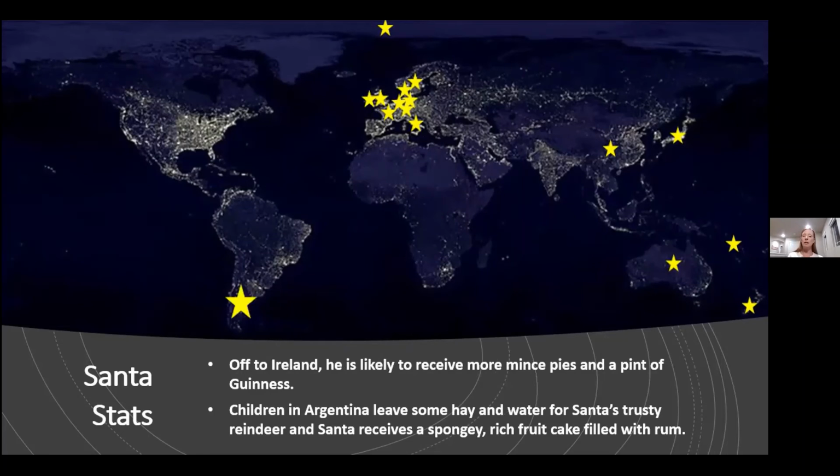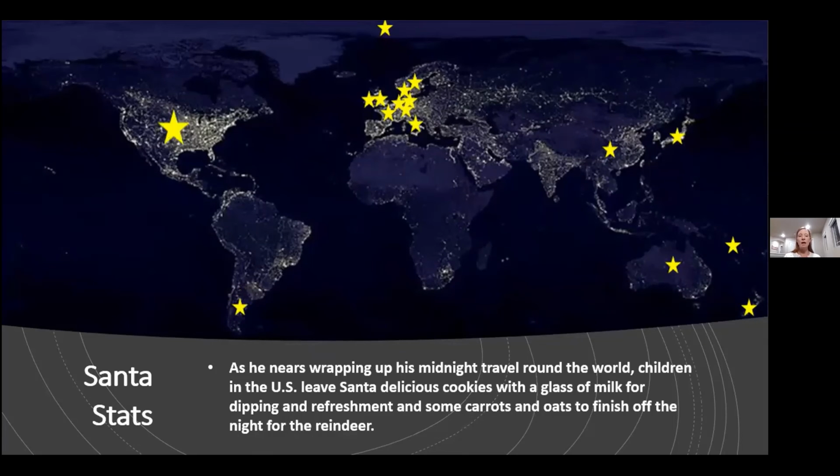Children in Argentina leave some hay and water for his trusty reindeer, and Santa receives a spongy, rich fruitcake filled with rum. And as he nears wrapping up his midnight travel around the world, children in the US leave Santa delicious cookies with a glass of milk for dipping and refreshment, and some carrots and oats to finish off the night for the reindeer.